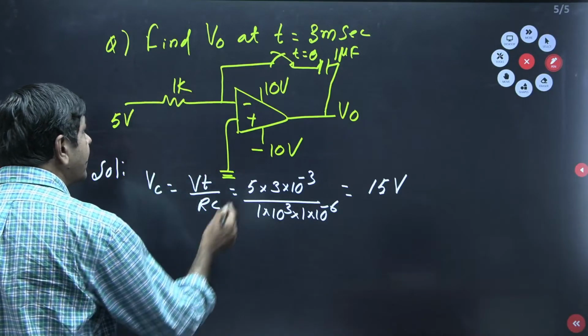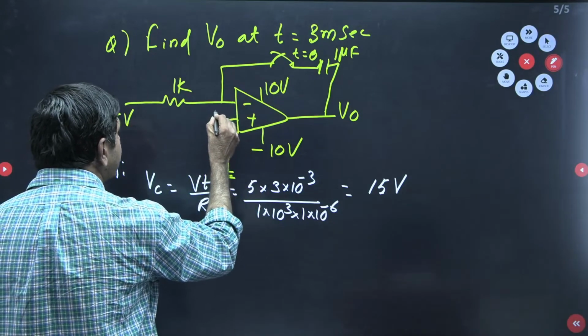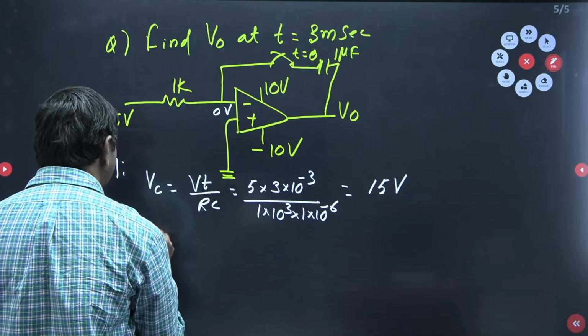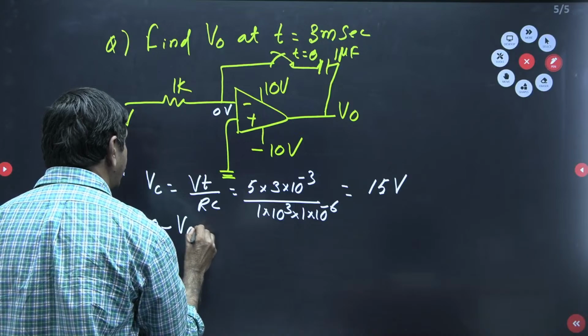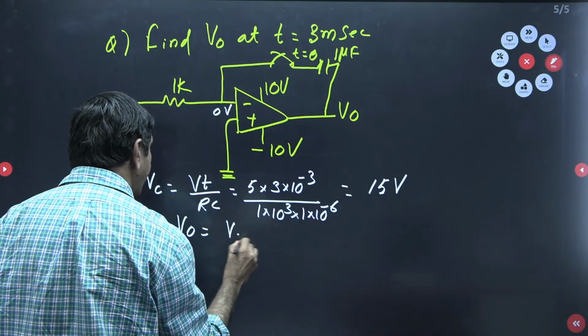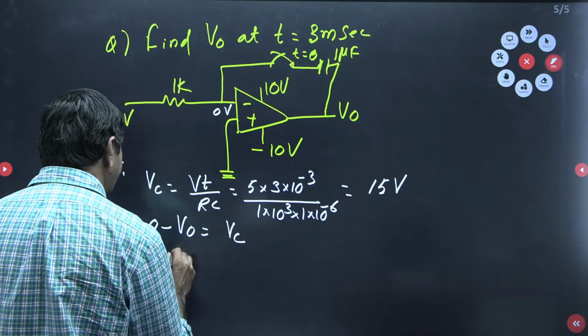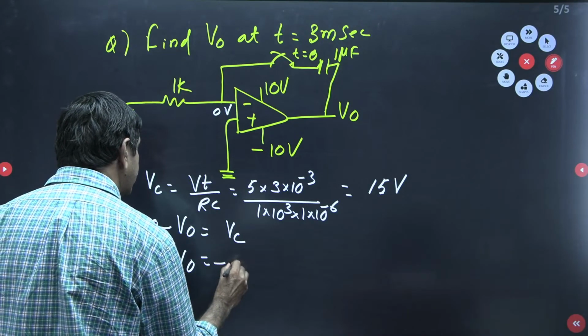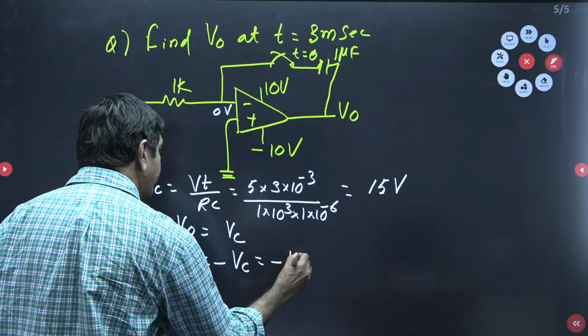Then you measure what now? Output voltage. This voltage is 0 volts. We know very well 0 minus V naught equal to what? The difference of this voltage, we know very well, is Vc only. But V naught equal to what is possible? Minus Vc is possible here now. That is nothing but minus 15 volts only.